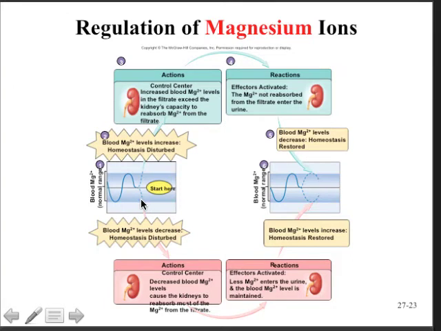Flip side here, blood magnesium levels decrease, homeostasis is disturbed. What happens here is the decrease in blood magnesium levels causes the kidneys to reabsorb most of the magnesium from the filtrate, and then we restore normal plasma levels of this ion.